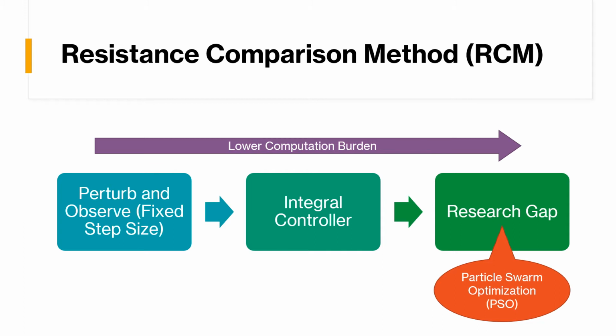Next, with less computation burden is the integral controller. And we need a faster computation, and we can see that particle swarm optimization has a very low computational burden. So the proposal is to use a PSO in the resistance comparison method.